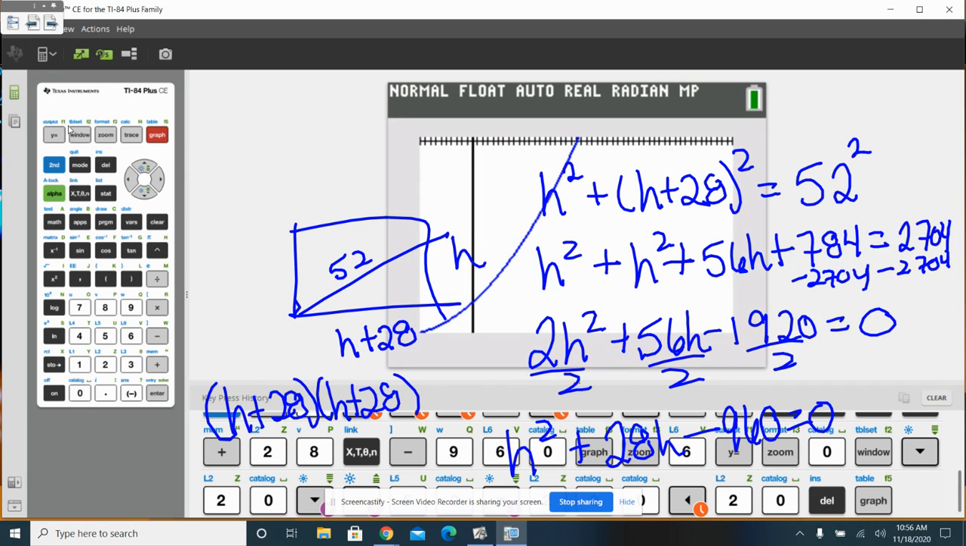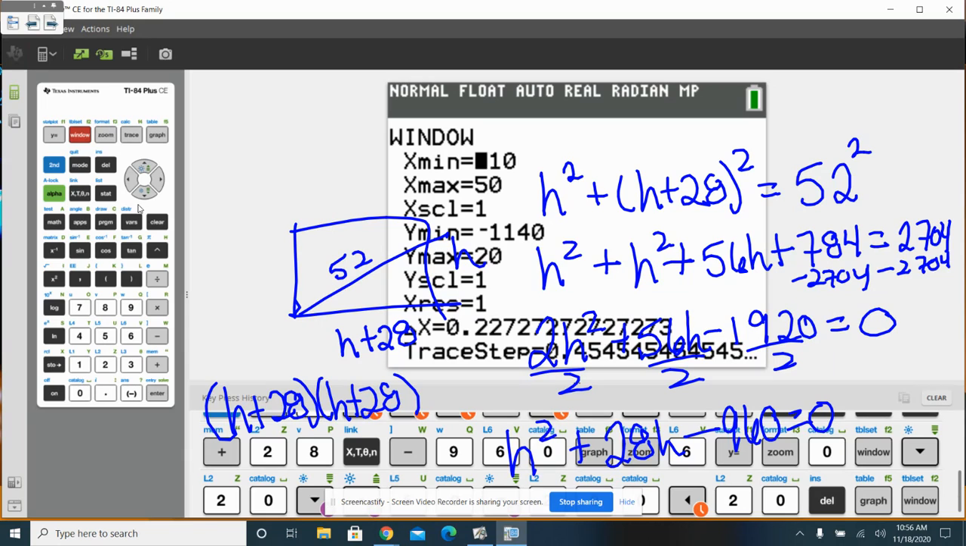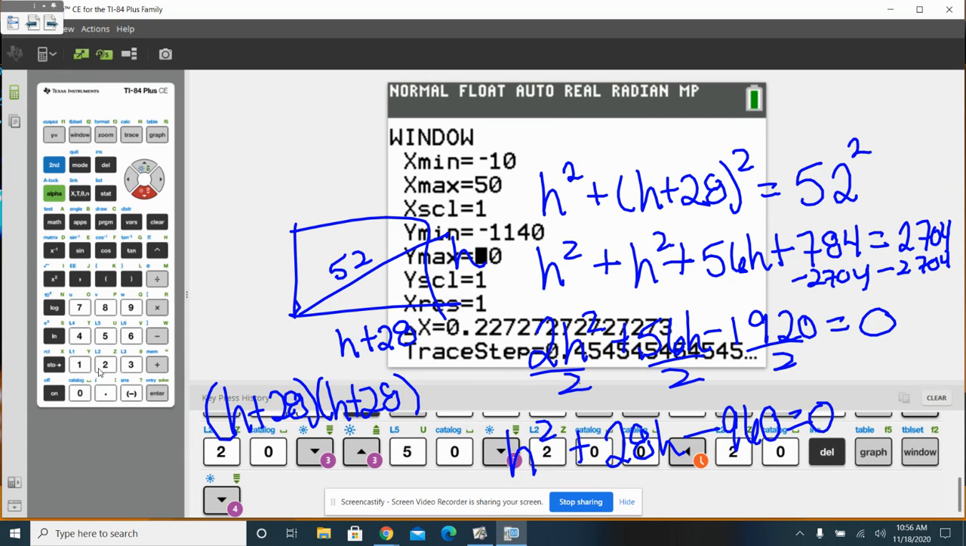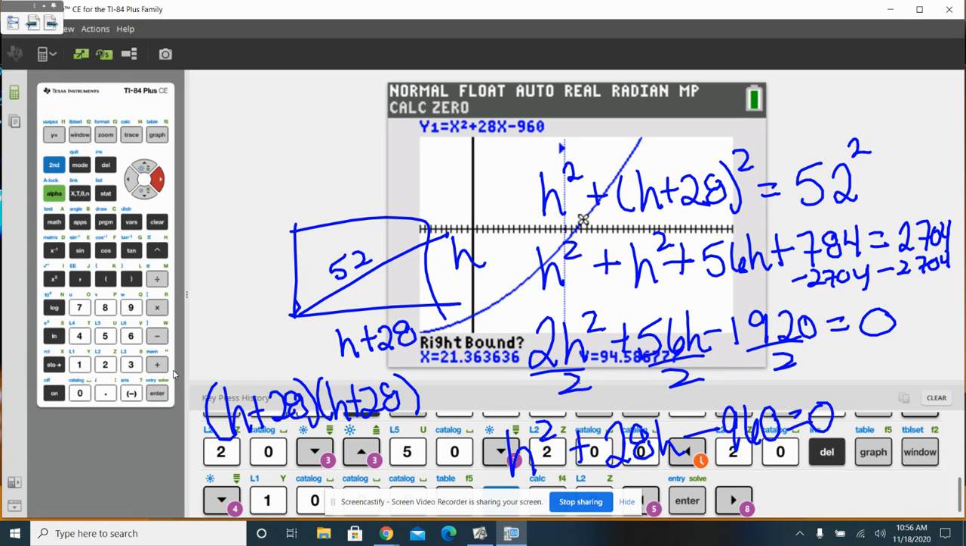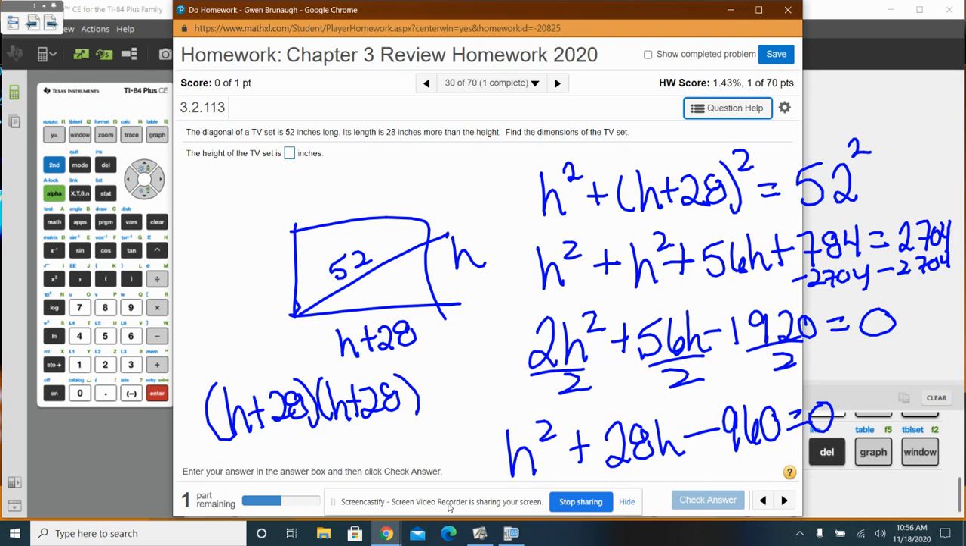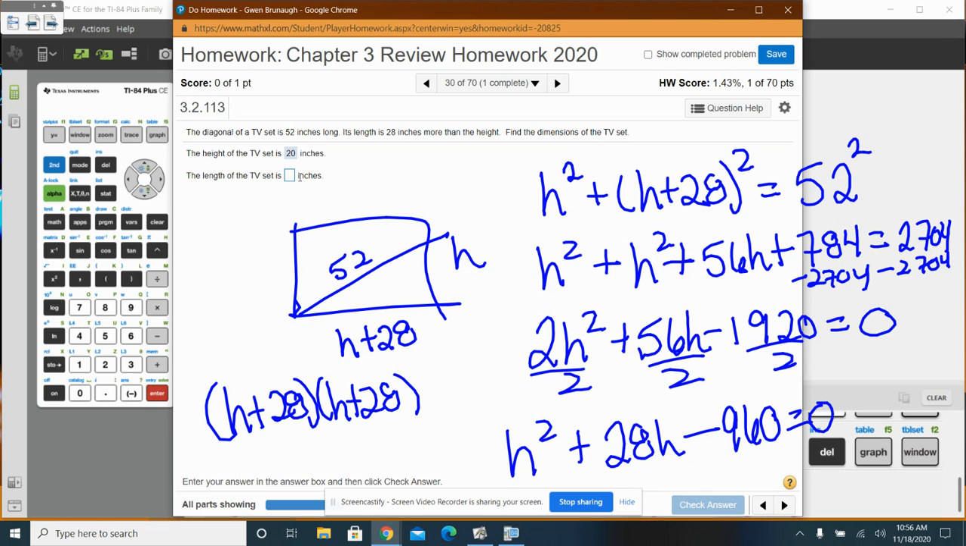There we go. I gotta go up a little higher. Window, let's go up to 100. Oh, I guess 1,000. There it is. So we're looking for this point. So second, calculate, zero. The left arrow, the right arrow, and it looks like x equals 20 is the h. X equals 20 is the h, so then the other will be 48. So 20 by 48. So the height is 20 and the length is 48.